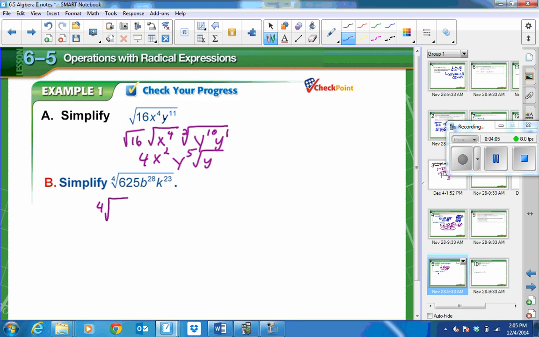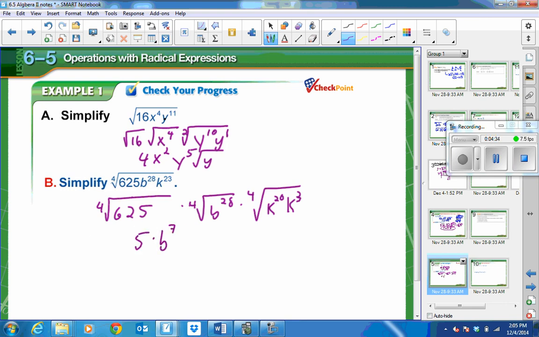Okay, simplify the quartic root of 625 b to the 28th k to the 23rd. So we're going to do the fourth root of 625 times the fourth root of b to the 28th times the fourth root of k to the 23rd. The closest multiple of 4 is going to be k to the 20th. So I'm going to rewrite k to the 23rd as k to the 20th times k to the 3rd. So now we get 5 times b to the 7th times k to the 5th, and then we have this k to the 3rd left underneath the radical.